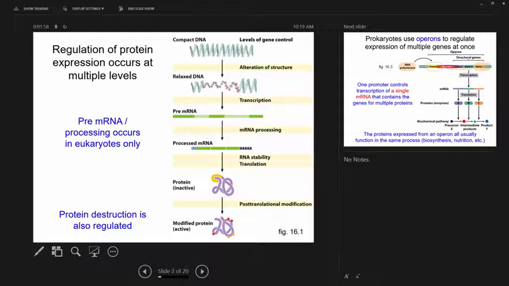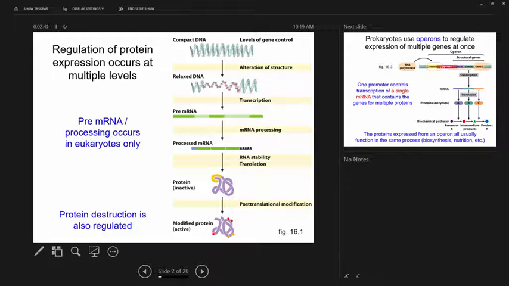So this slide is for, even though this is a prokaryotic chapter, an example of how gene regulation occurs at many levels. In eukaryotes, the first example is whether the DNA is compact and not accessible to transcription factors, or whether it's relaxed. And we'll talk about in the next chapter how nucleosomes can move around and mediate that.